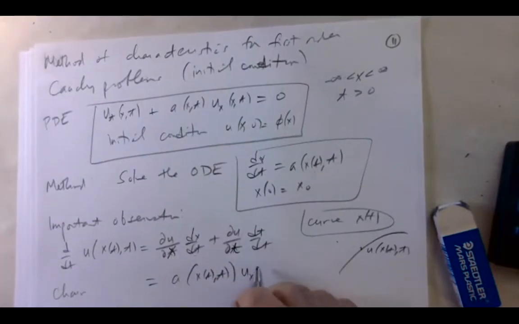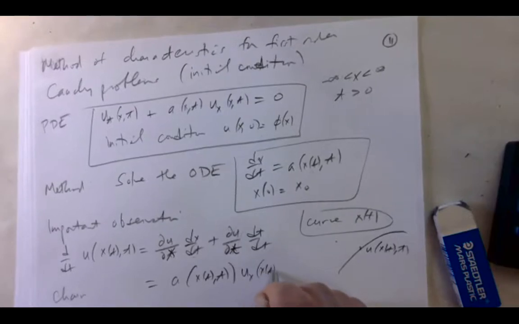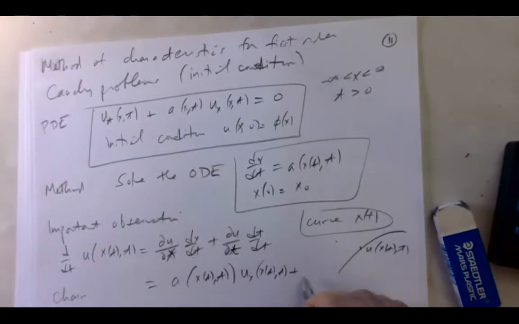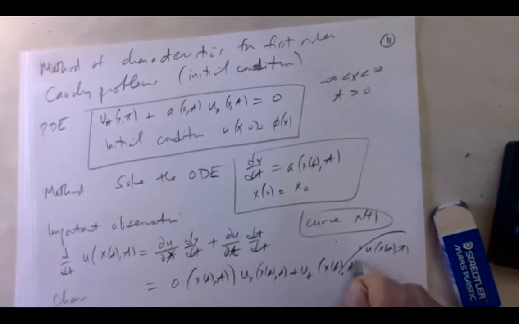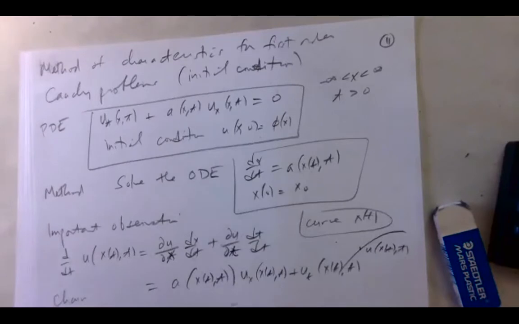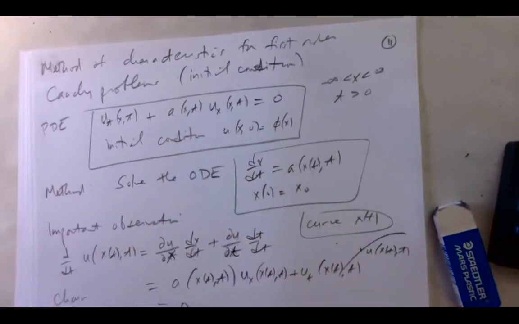So u sub x at x of t comma t, plus u sub t at x of t comma t. But this is just my differential equation. This is equal to 0.